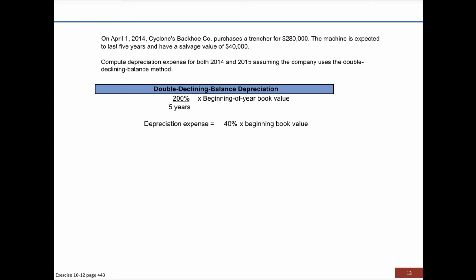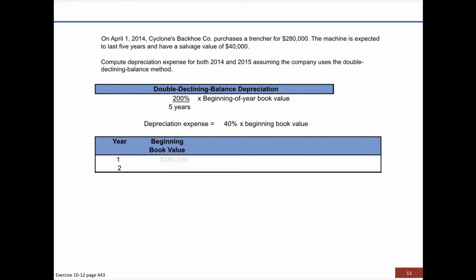Again, we're only talking about 3/4 of the year here, so we would figure out what 1 full year's worth of depreciation is, and then multiply that times 75%, and that would give me my depreciation expense for year 1.